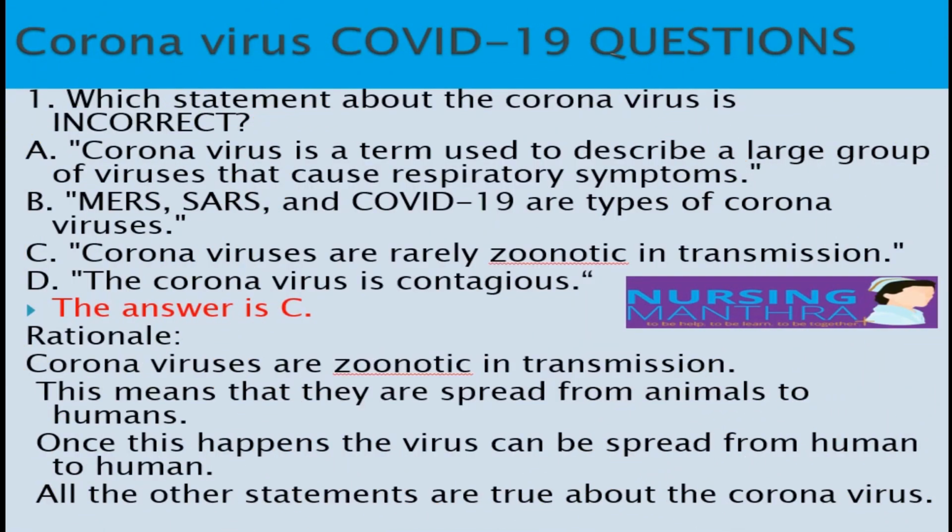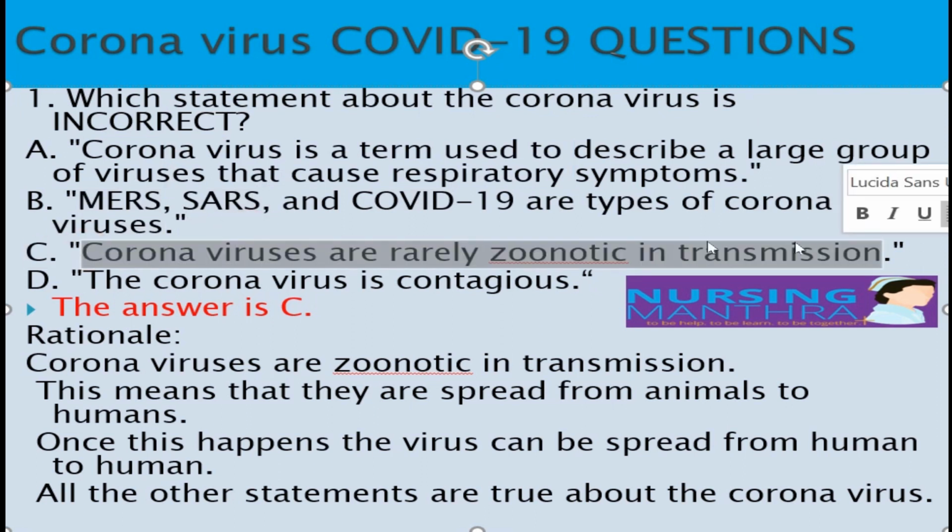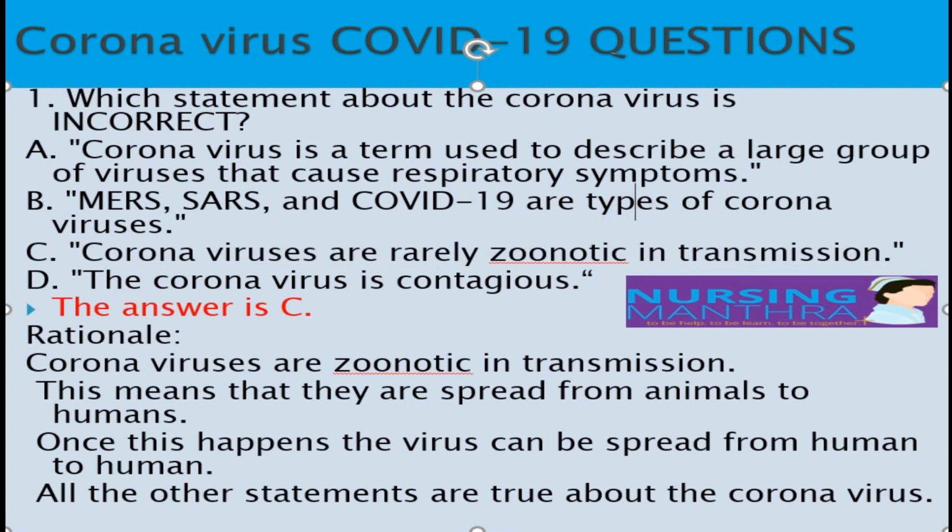So we can move through the pre-test questions. Coronavirus COVID-19 questions. Question number 1. Which statement about the coronavirus is incorrect? A. Coronavirus is a term used to describe a large group of viruses that cause respiratory symptoms. B. MERS, SARS and COVID-19 are types of coronavirus. C. Coronavirus are rarely zoonotic in transmission. D. The coronavirus is contagious.